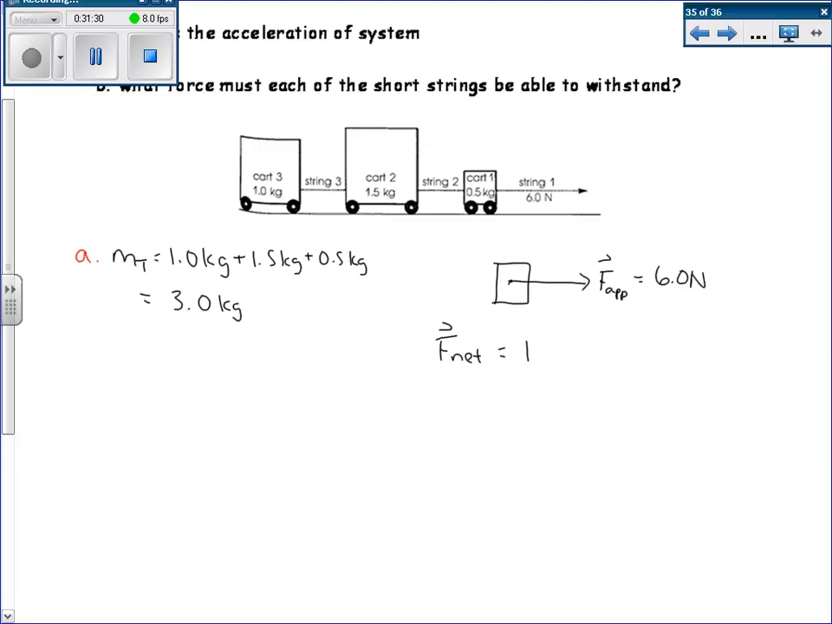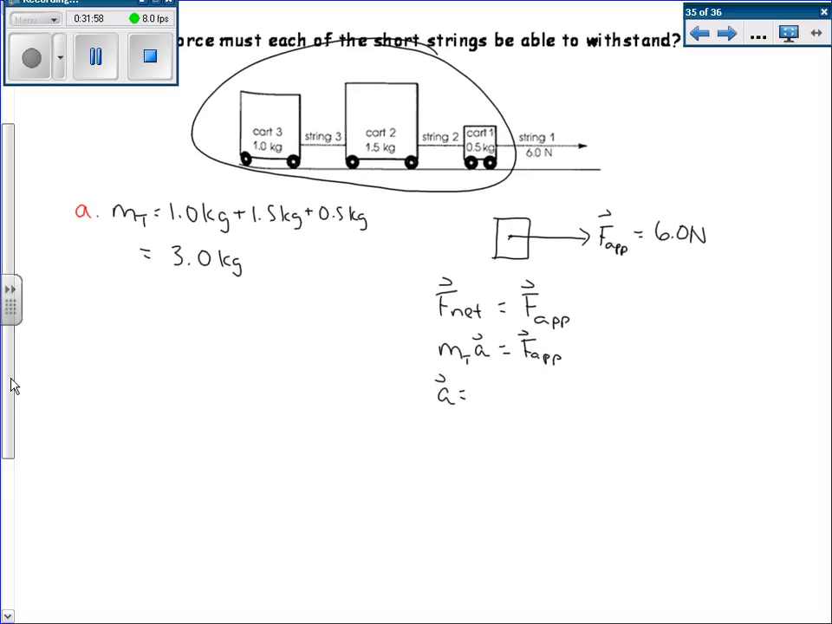That box is the total of the force applied, that's the whole system, looking at the whole system together. So the net force on the whole system is just made up of the applied force. If we want to find the acceleration of the system, we divide the F applied by the mass of the system. F applied is 6 newtons and the mass of the whole system is 3 kilograms. So each part of that string of carts is going to accelerate at 2 meters per second squared.